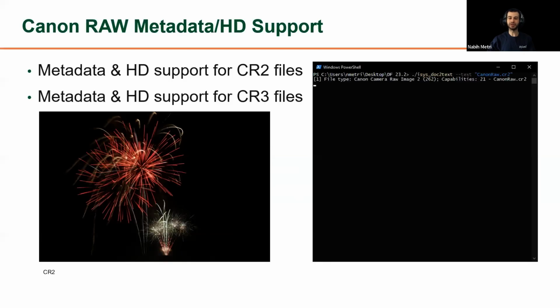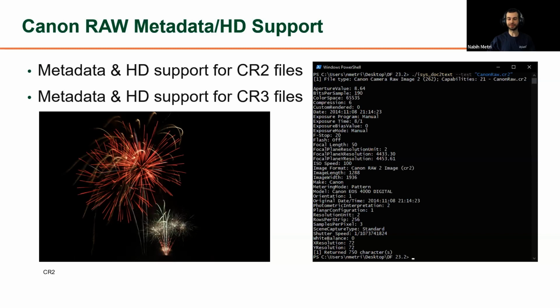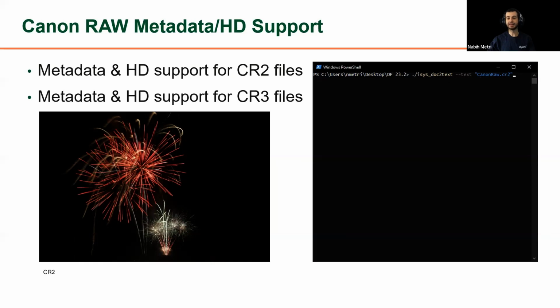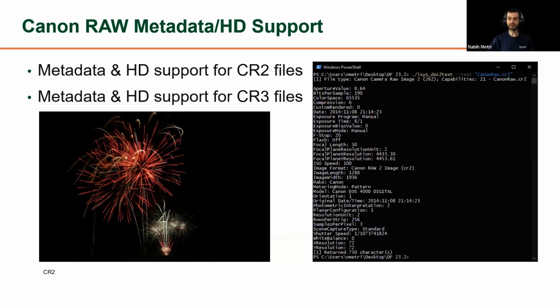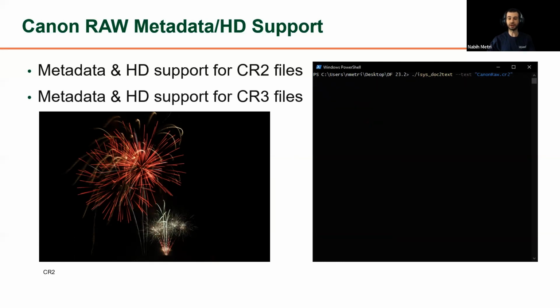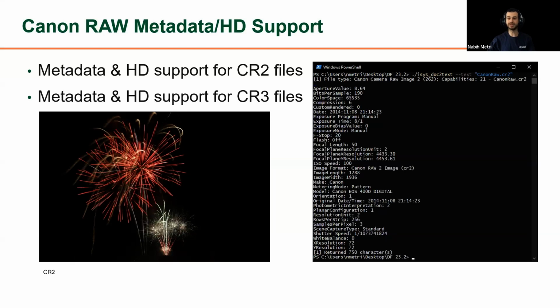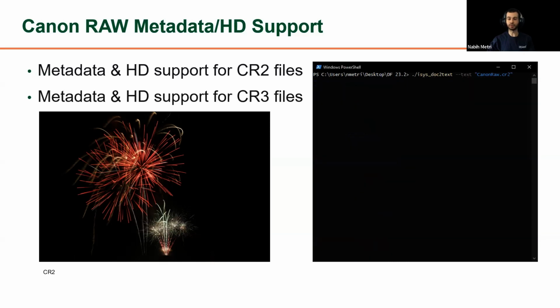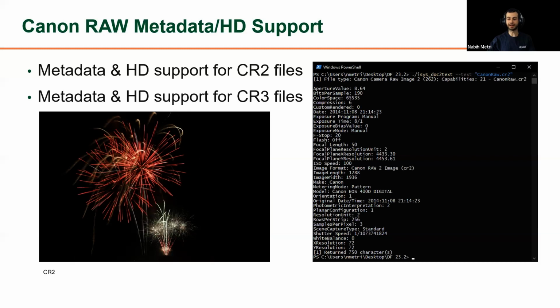So let's begin with the new formats we've added support for. Document Filters can now extract the metadata from and render in HD CR2 and CR3 files. These image files can be created using Canon cameras when the images are saved in their RAW format. So you can see here on the left, we have a CR2 file rendered using Document Filters. Then on the right, we're extracting the metadata for that same file.